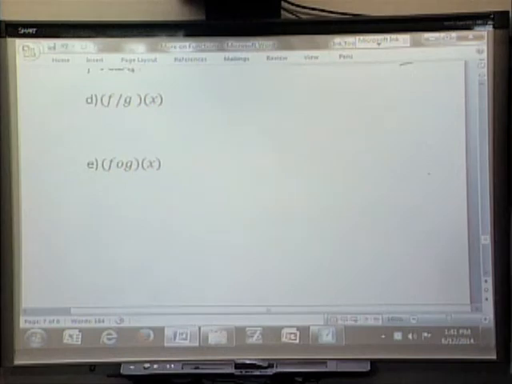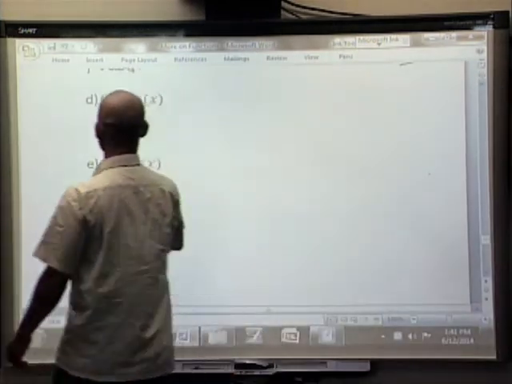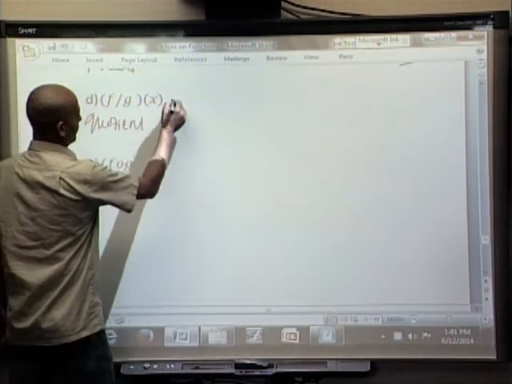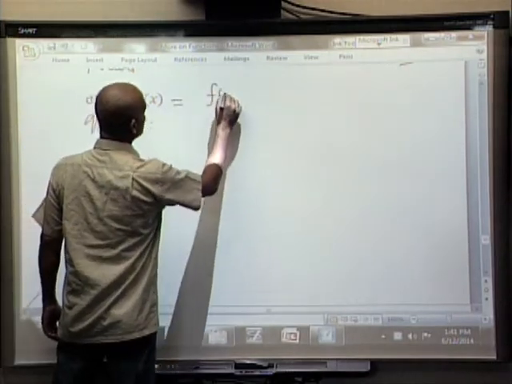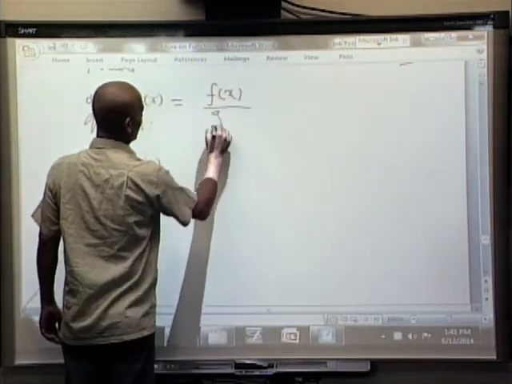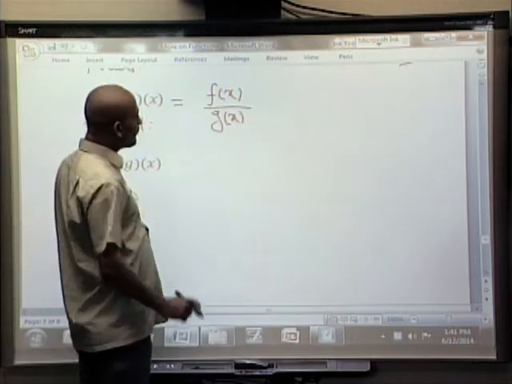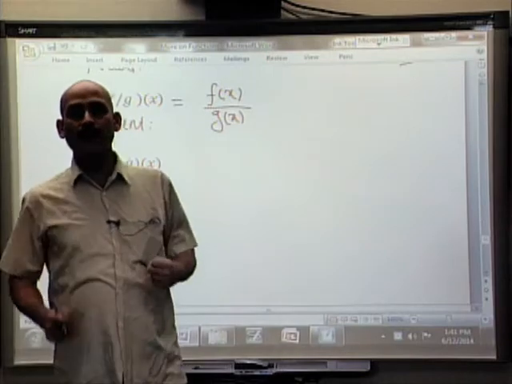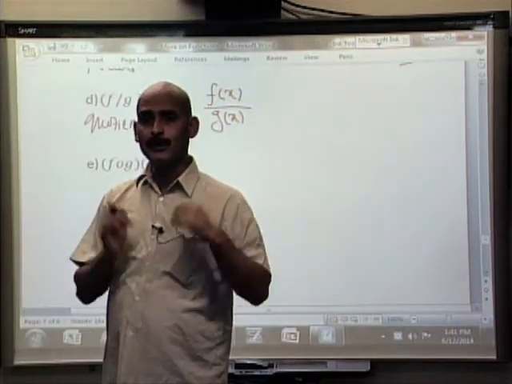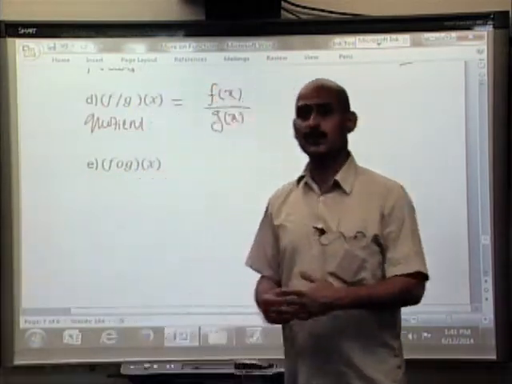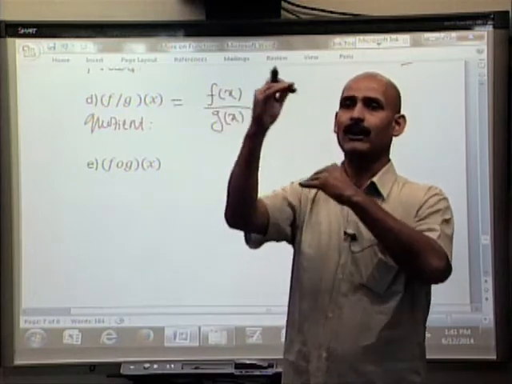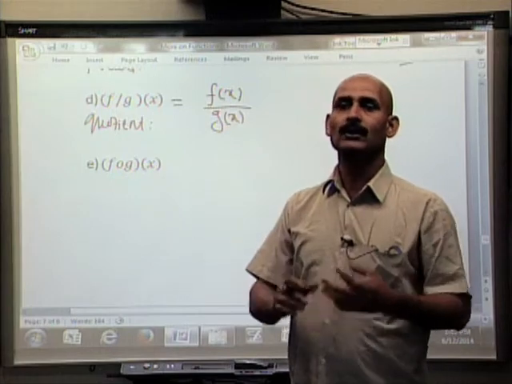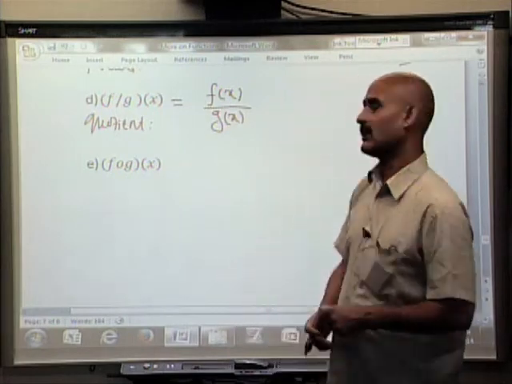The next, quotient, dividing the functions. This is also simple. This is equal to f of x over g of x. However, when we are dividing two quantities, we have to make sure the denominator is non-zero. So dividing two functions works by dividing the formulas of the two functions. However, we need to make sure the function in the denominator is not 0.